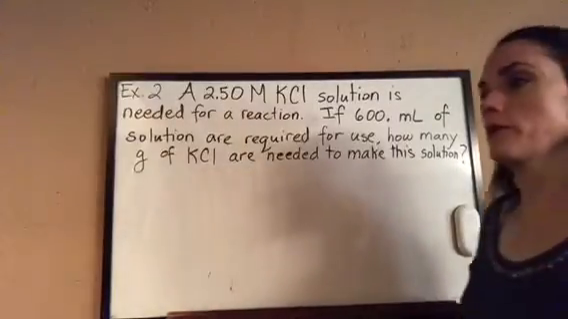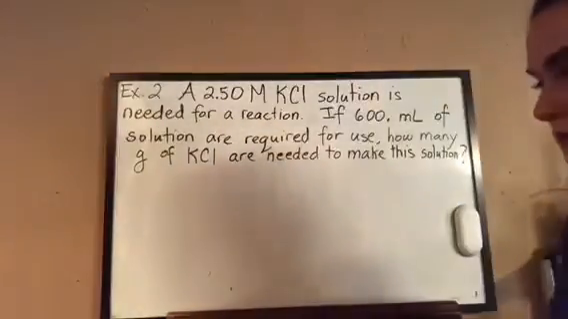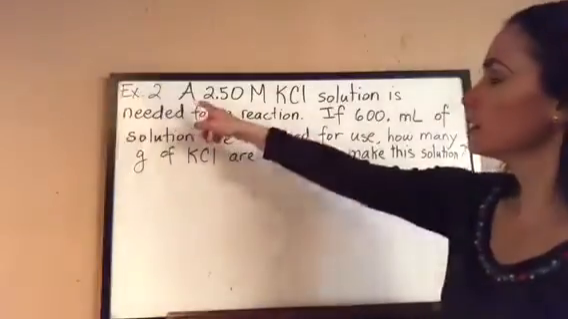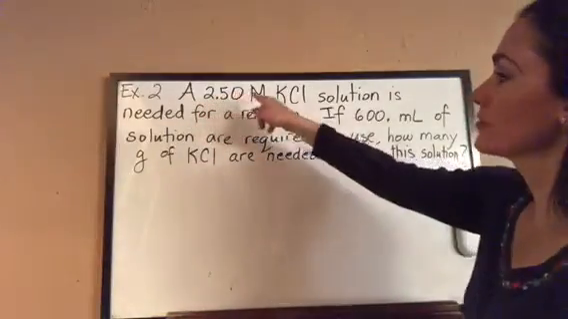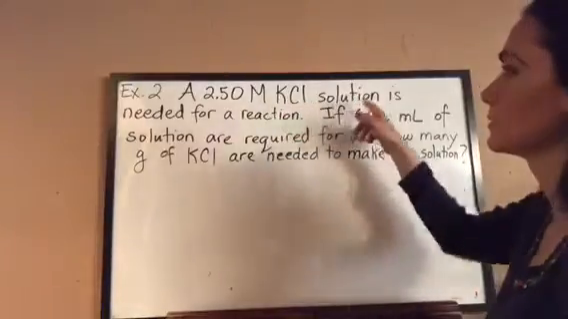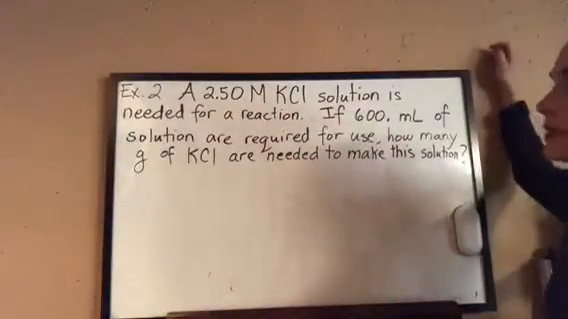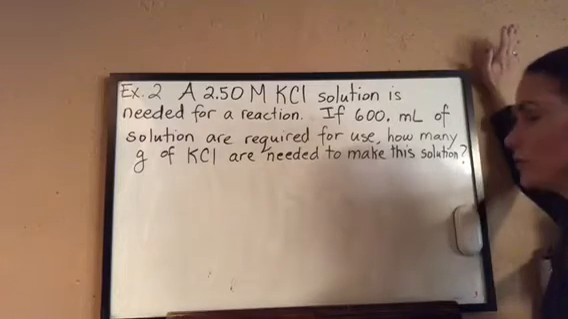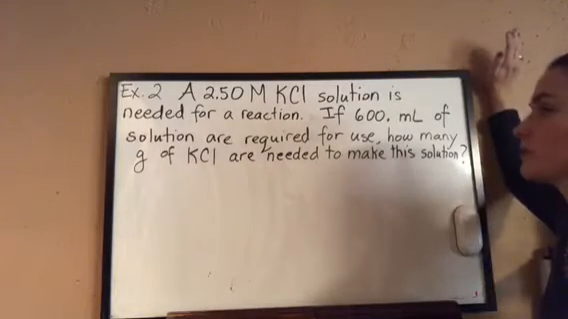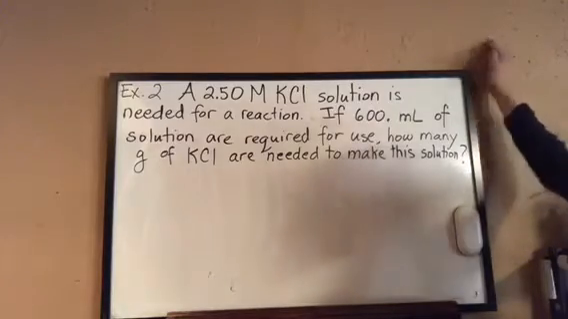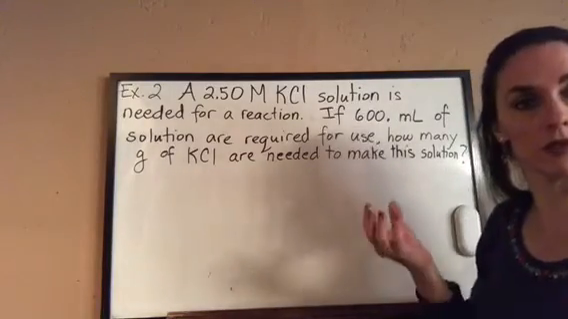All right, let's say we have that potassium chloride, that ionic salt. And let's say that a 2.50 molar potassium chloride solution is needed for some reaction. If 600 milliliters of solution are required for use, how many grams of potassium chloride are needed to make this solution? Okay, so potassium chloride, it's a solid.